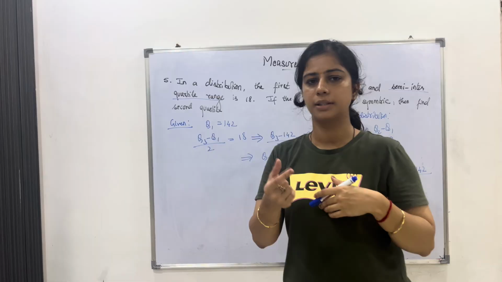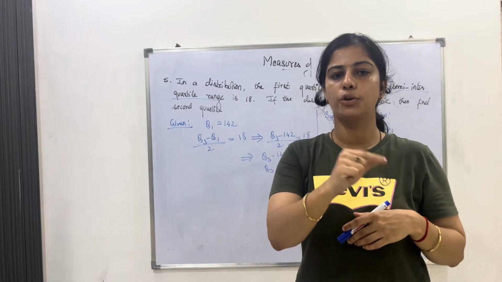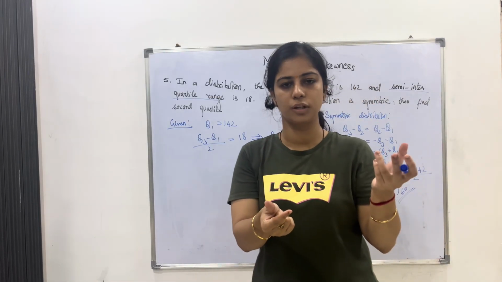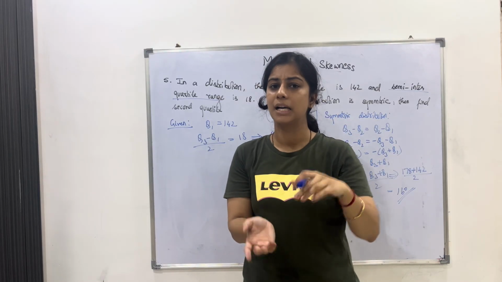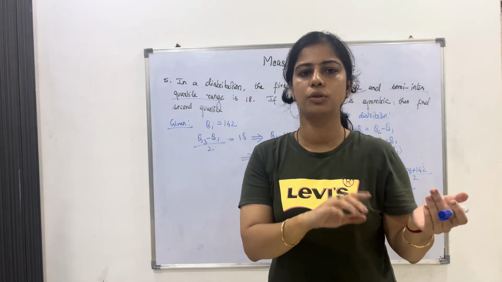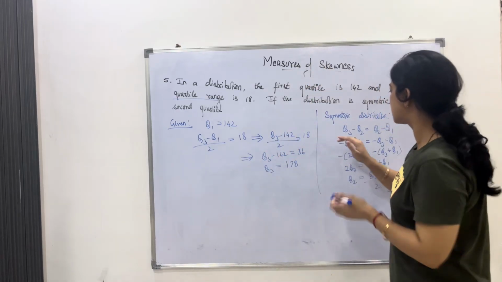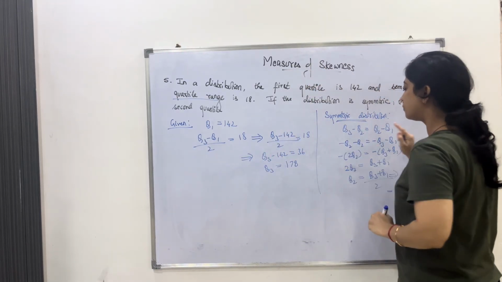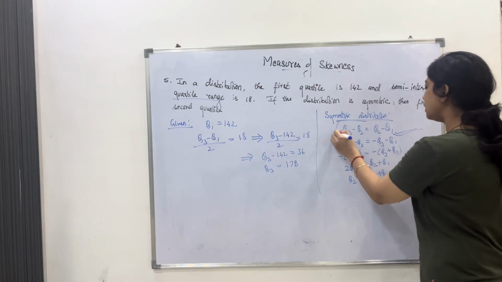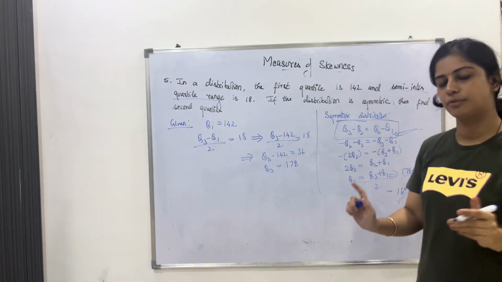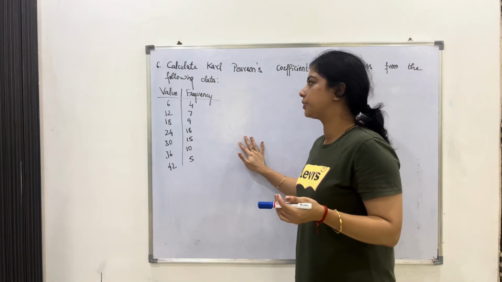If Pauli's coefficient of skewness was given, you would have taken the Pauli's coefficient of skewness formula and substituted and got a Q2 value like the previous question. But in this case, Pauli's coefficient value was not given. So we used a different formula, which was for the symmetric distribution, which is Q3 minus Q2 is equal to Q2 minus Q1. Using this formula, we were able to calculate the answer for Q2. Let us look at the next question.